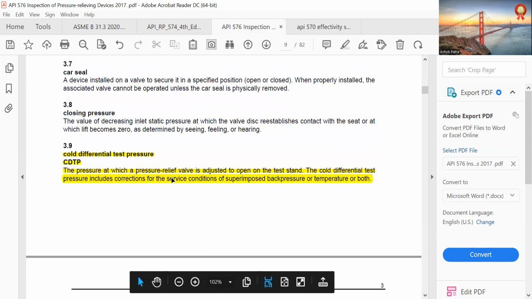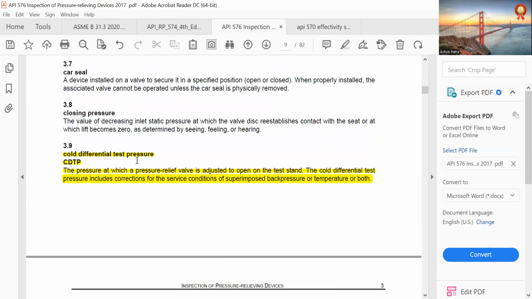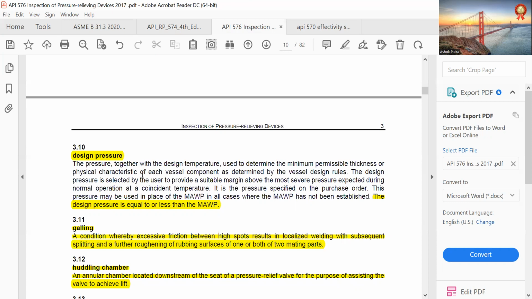CDTP, cold differential test pressure: the pressure at which a pressure relief valve is adjusted to open on the test stand. The cold differential test pressure includes corrections for service conditions such as superimposed back pressure or temperature or both. Design pressure: the design pressure is equal to or less than MAWP.